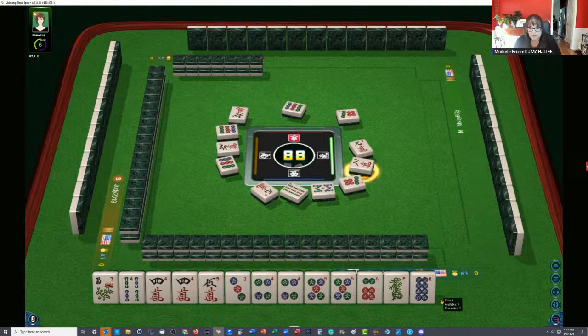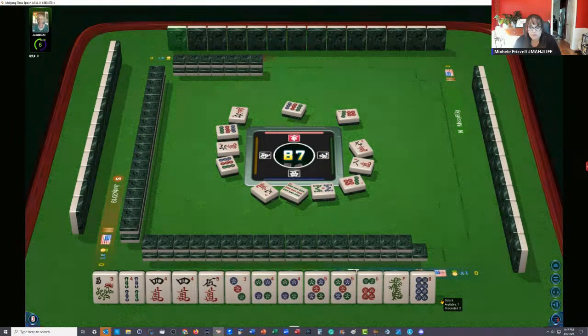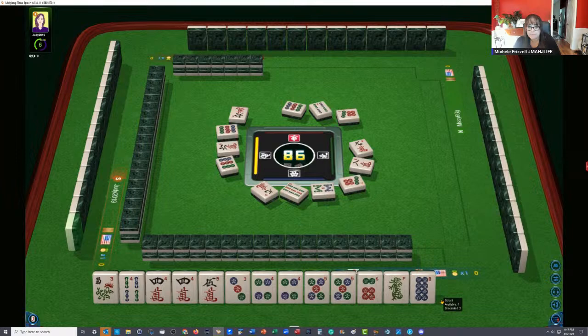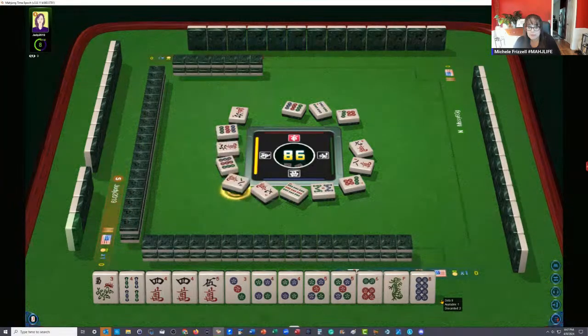8 characters. So we have all the 4s. We have 3, 4, 5, 6, dragon. 4 bamboos. Okay, there's a hesitation on the 4 bam. We'll have to keep that in mind. Hesitation on the 4 bam.